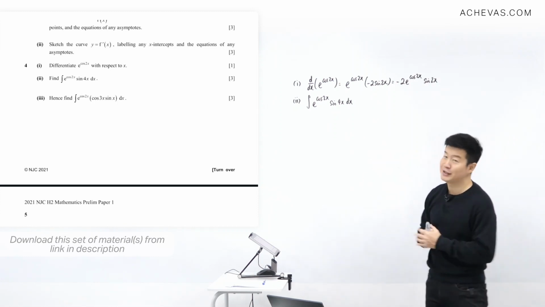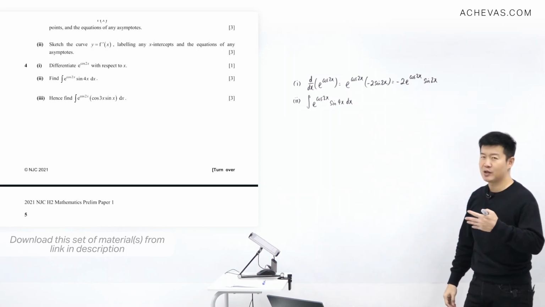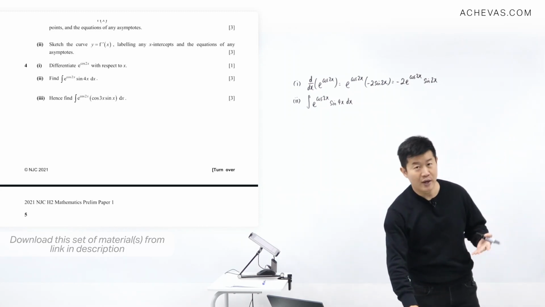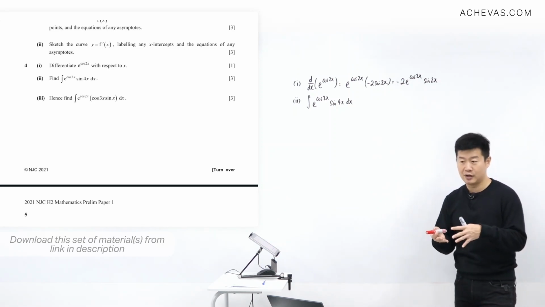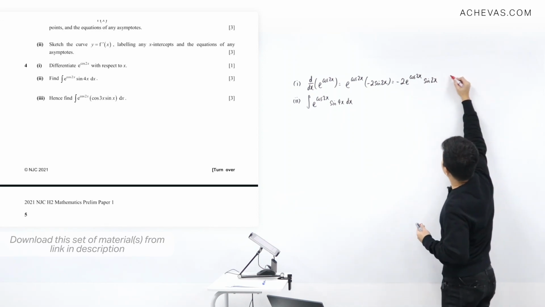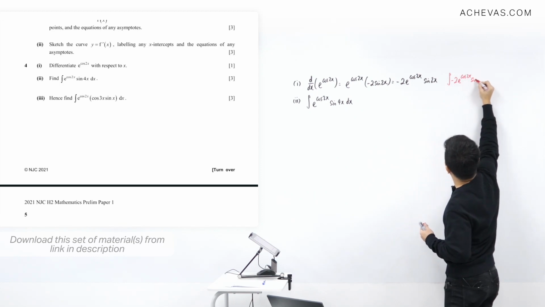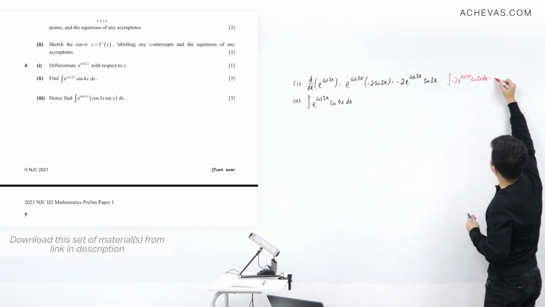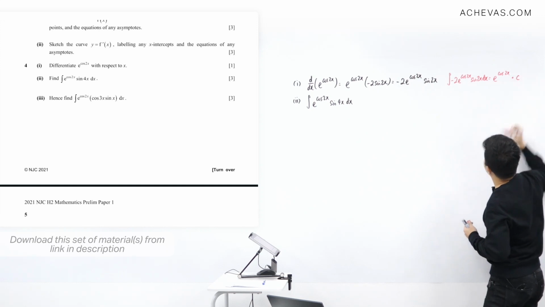We know that for a question like this, I'll definitely be making use of the previous part. How can I be making use of the previous part? First of all, we have a differentiation, which means we also have an integration result from the previous part. Based on this, if we were to integrate -2e to the power of cosine 2x sine 2x, this will give me e to the power of cosine 2x plus c.